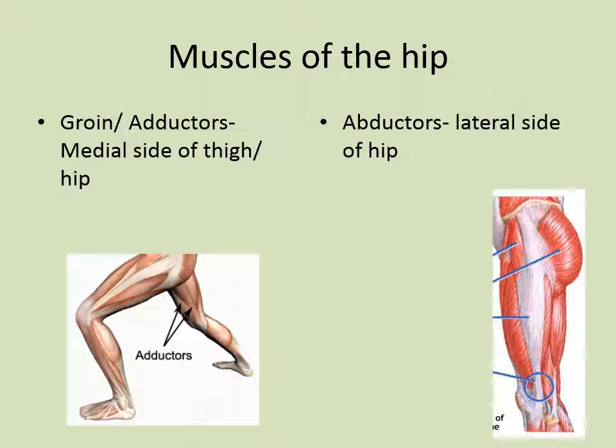Important muscles of the hip joint are the groin muscles, or adductors, so they pull the legs together. Those will be on the medial side of the thigh and hip. Our abductors, or muscles that pull the leg out away from the other leg, are on the lateral side of the hip. So this would be like our glutes, and one of our little hip flexors is also an adductor.